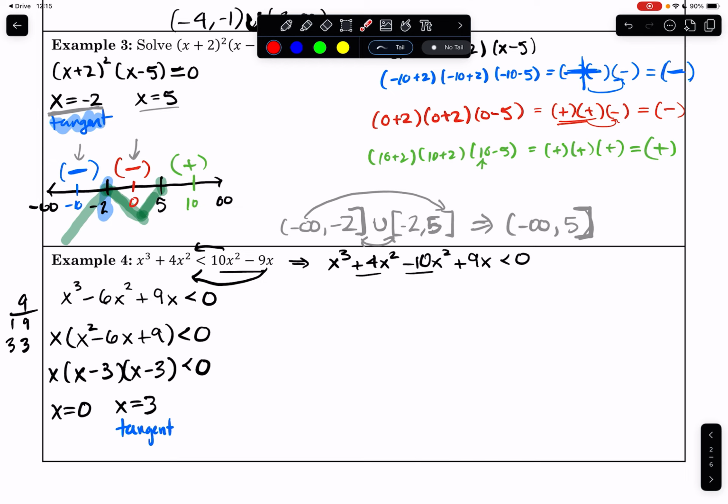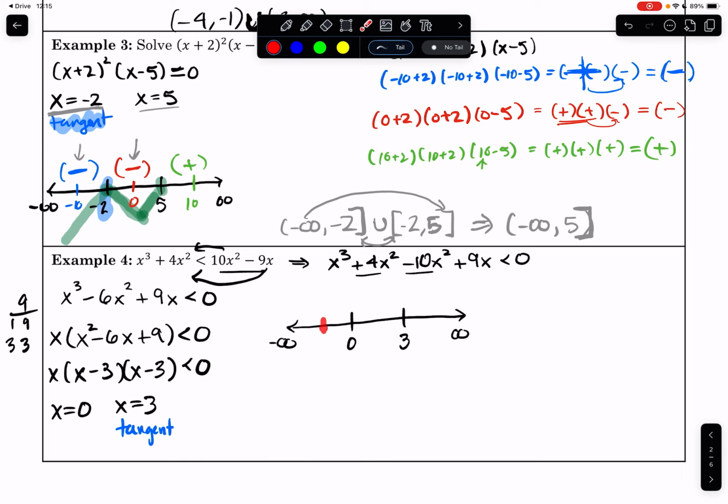So let's create our little number line. So here is our number line from negative infinity to positive infinity. We're going to put the number 0 first, and then the number 3. And we're going to plug in numbers again into the factor form. We could plug it into this one up here, but the factor form is easier to work with because all we want to figure out is what type of number we're going to have.